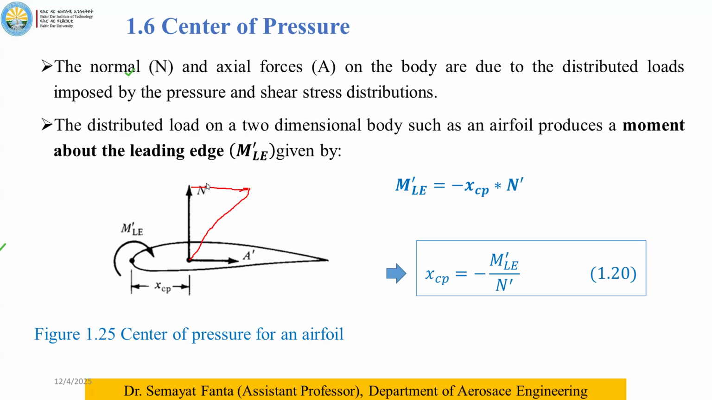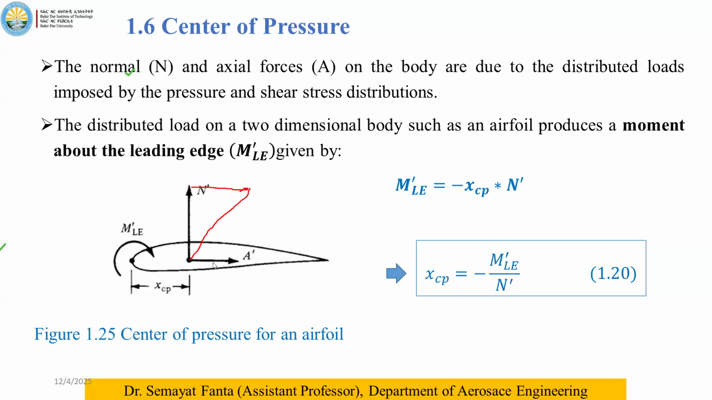So that is the meaning of center of pressure. The normal force N and the axial force A on the body are due to distributed loads imposed by the pressure. Normal force is because of the pressure, and the axial force is because of the shear stress. All the axial components are due to the shear stress distribution, and the normal force is due to the pressure distribution.